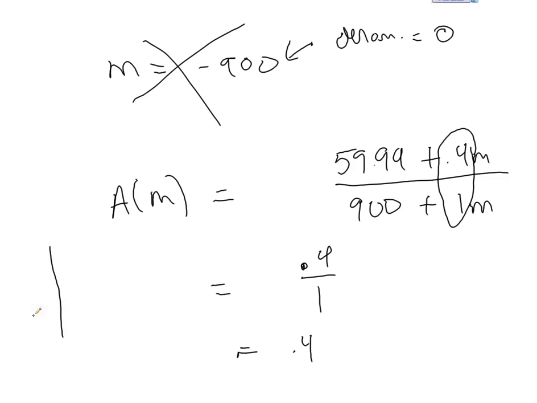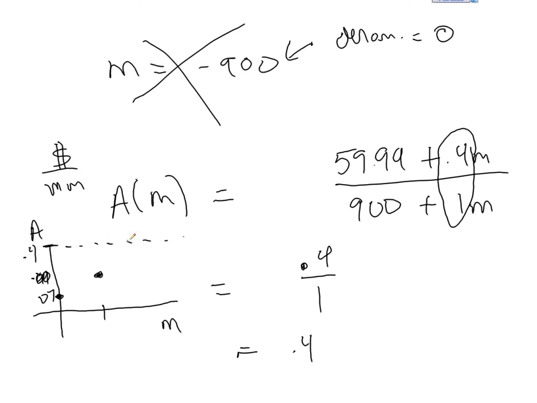Now we're noticing that as the number of minutes increases, the average, that's what A represents, the outputs are in dollars per minute. At least for 0 to 10, the price increased from 7 cents to about 9 cents per minute, and then we have this asymptote over at 0.4.